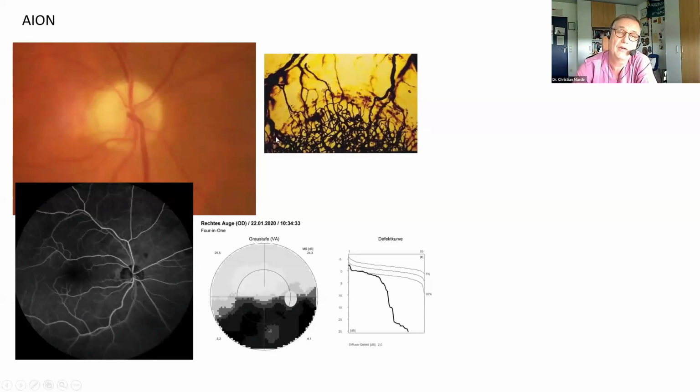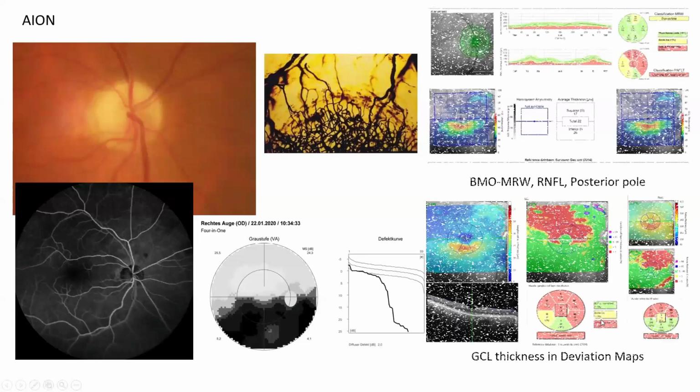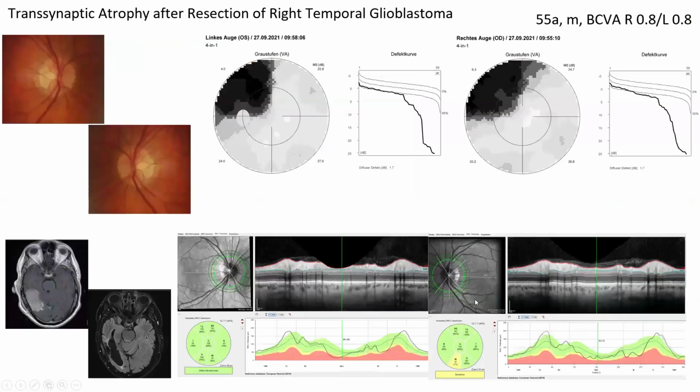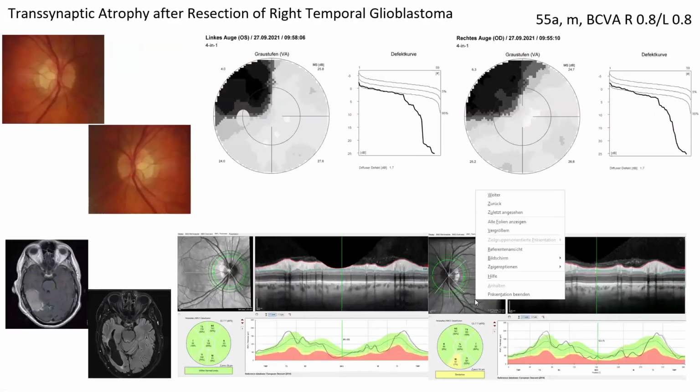This reminds us of the circle of Zinn-Haller of the optic disc, the anastomosis of the vessels, and this fits nicely to a patient having an anterior ischemic optic neuropathy and not glaucoma. So the majority was right again. We continue with our next case.